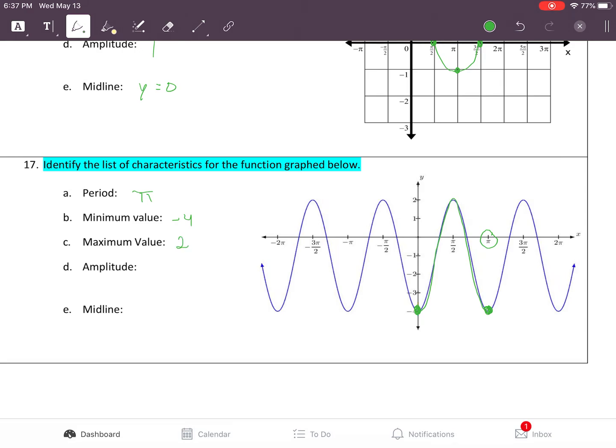The amplitude is from the middle of the graph to the top or middle to the bottom. Another way you can do this is find the total distance from the maximum to the minimum, which is a total of 6, and divide it by 2, which gives you 3. So that means your midline has to be right here at y is equal to negative 1. From negative 1 to positive 2 is 3, and from negative 1 to negative 4 is also 3, and that is the amplitude.